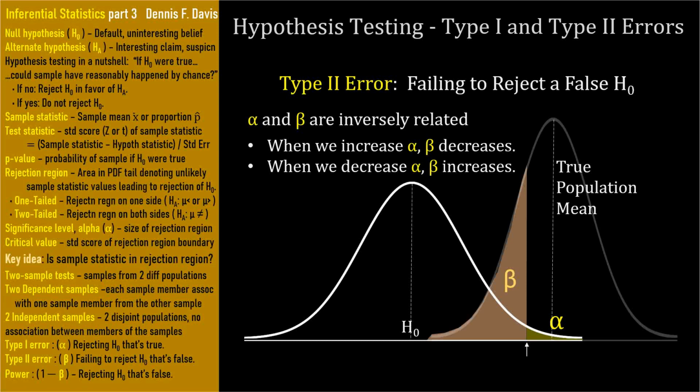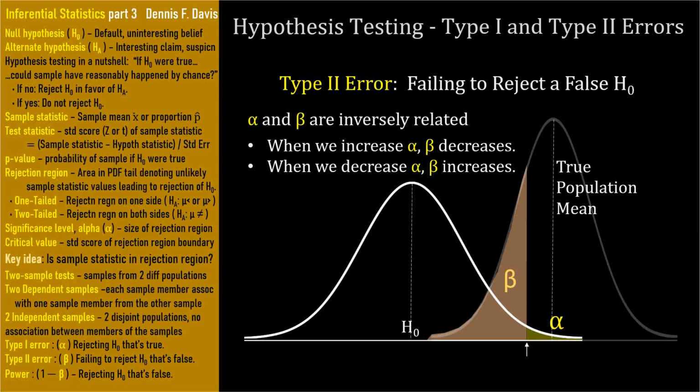It's easy to see and understand what alpha and beta mean on the PDF graph, and we always know the value for alpha since we choose it. But knowing the exact value for beta depends on variables we don't have. Most obviously, we need to know the true population mean.